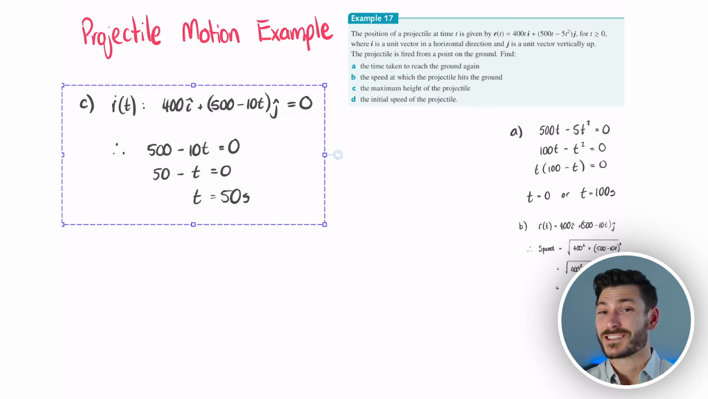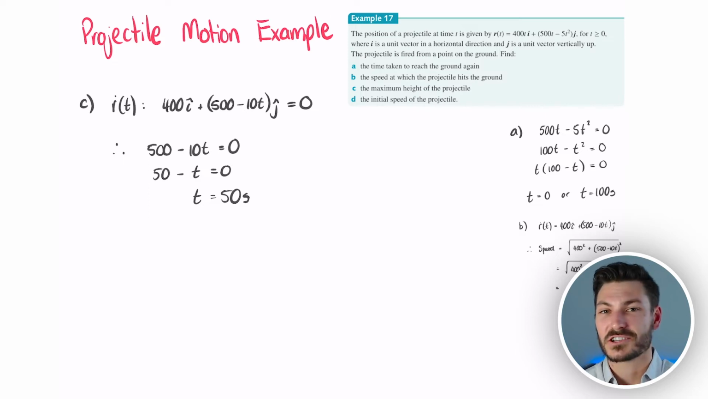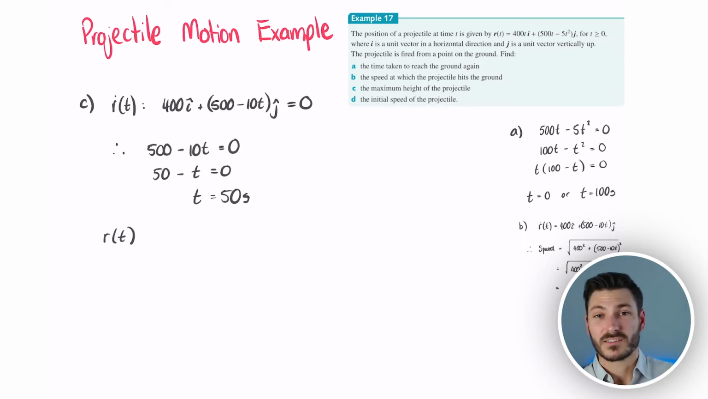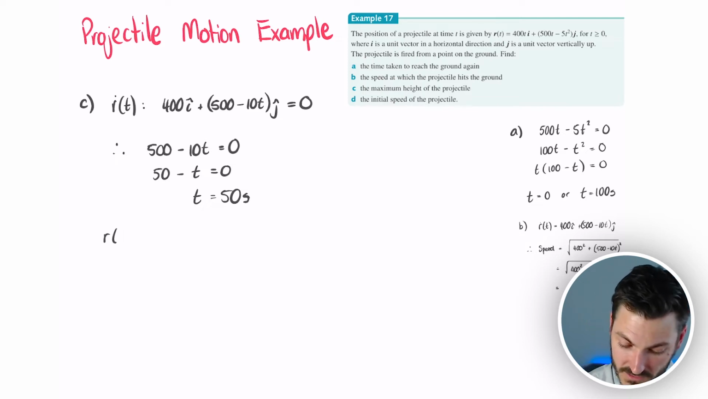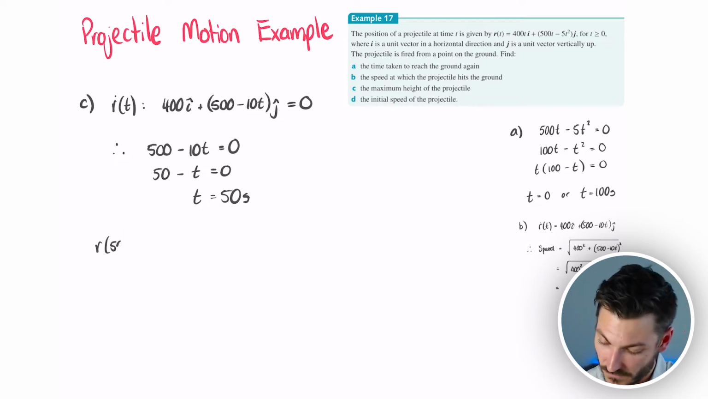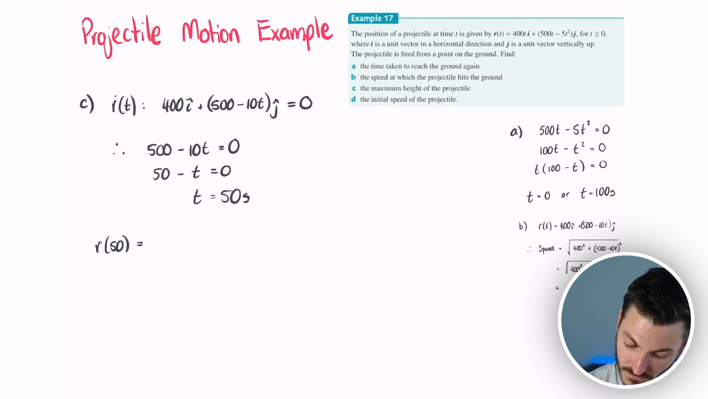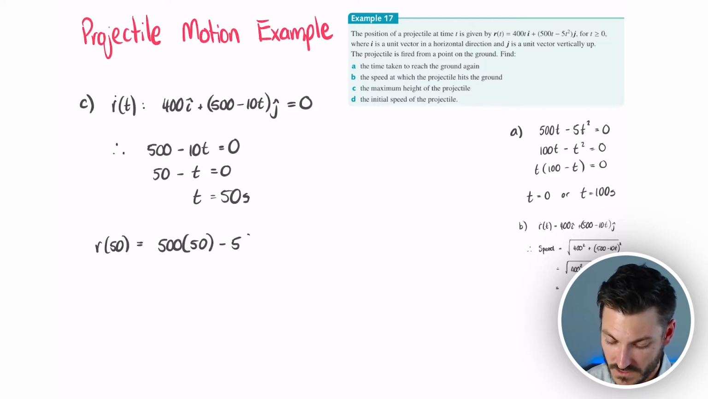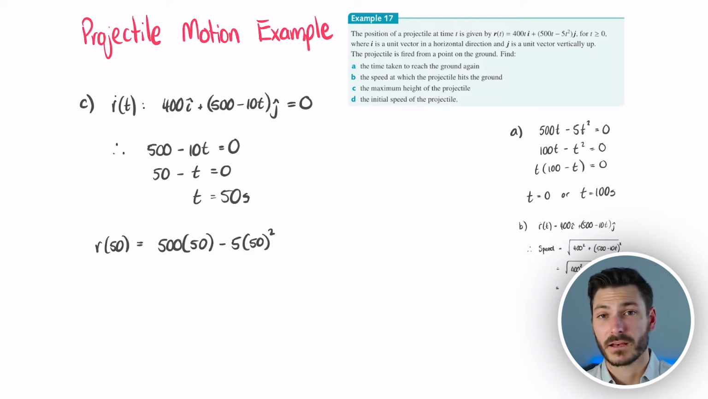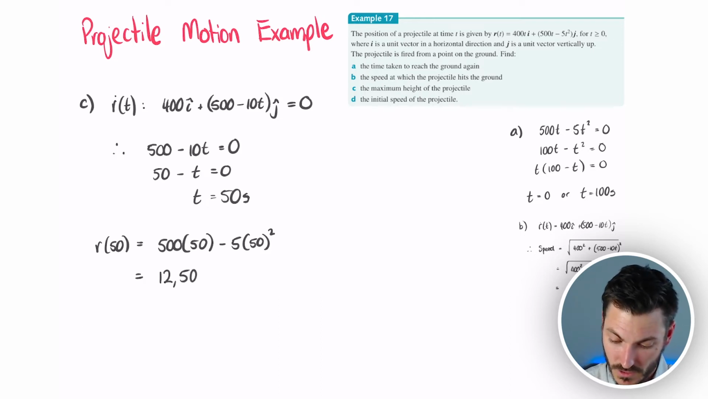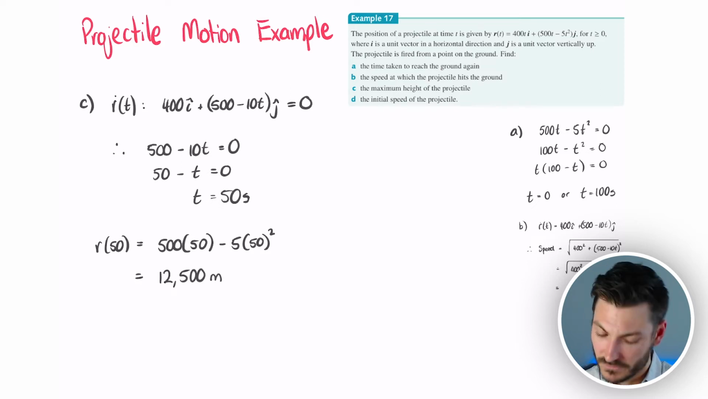Now, unfortunately, it didn't just want the time when the height was maximized, it wants what the maximum height is. So we're going to substitute that into the j component of the original position vector. So r of 50 is 500 lots of 50 minus 5 lots of 50 squared. Pop that in our calculator, and our answer is 12,500, presumably meters up in the air. That's pretty high, 12.5 kilometers. Interesting.